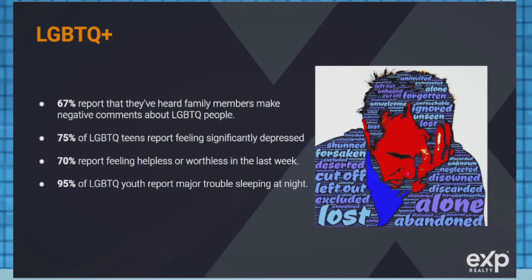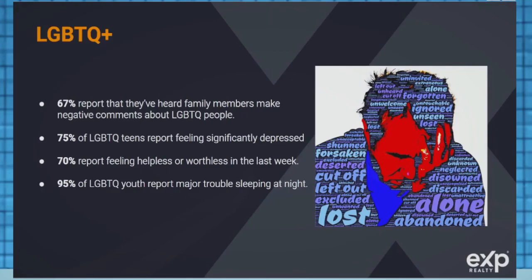So a lot of statistics here, but this is just a general overview of LGBTQ folks and what they're going through mentally. 67% report that they've heard family members make negative comments about LGBTQ people, and that's in the past year. Not, I heard one time Uncle Bob say the F word. No. That's in the past year they've heard someone in their close family make a negative comment about LGBT people. That's 2 out of 3.